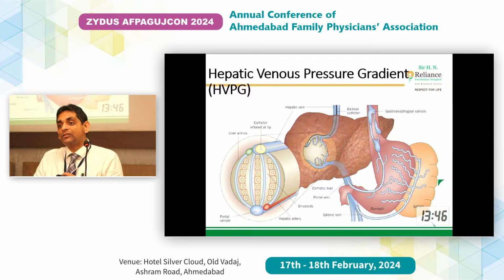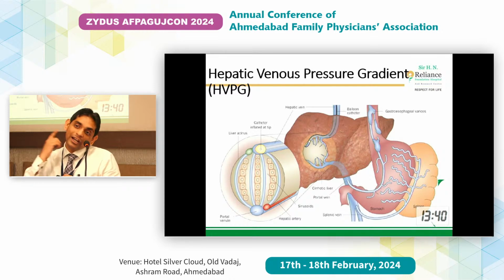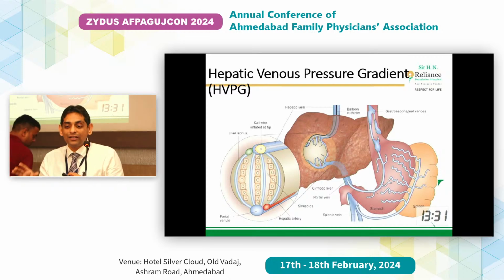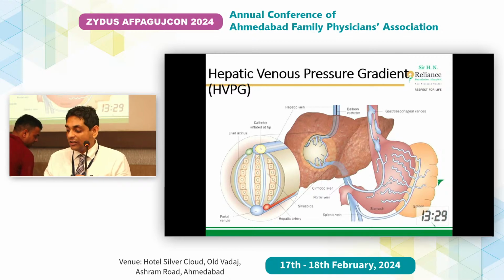Why do you want to do that? So that the varices remain under control, hepatic encephalopathy is better, you don't want to develop ascites. So you try to go through the jugular vein, go inside the liver, there you take the wedge pressure and the free pressure. The difference of the two gives you something known as hepatic venous pressure gradient.